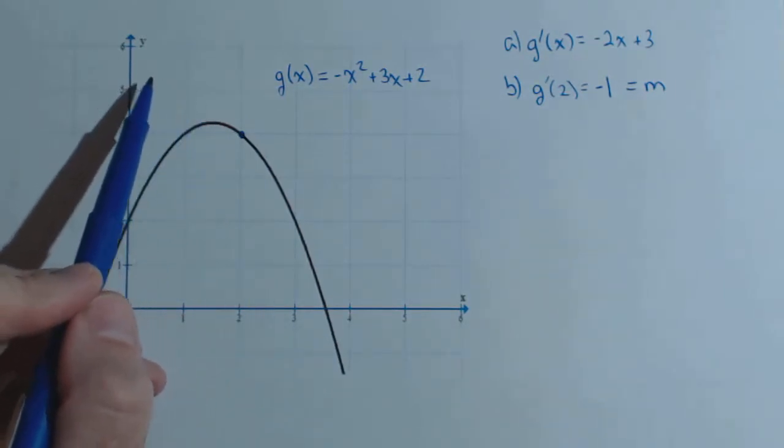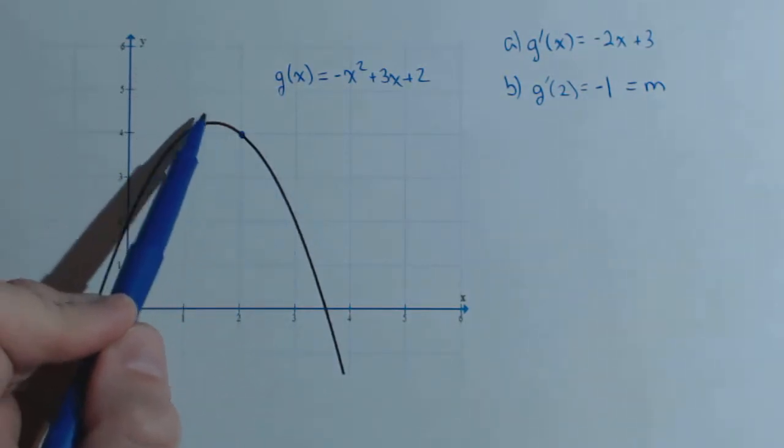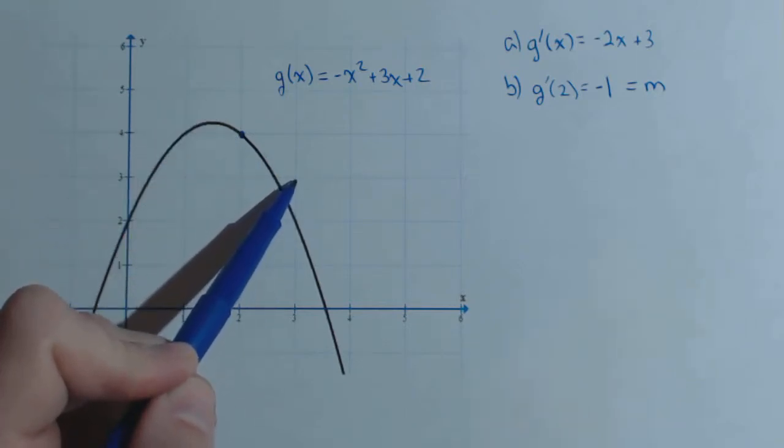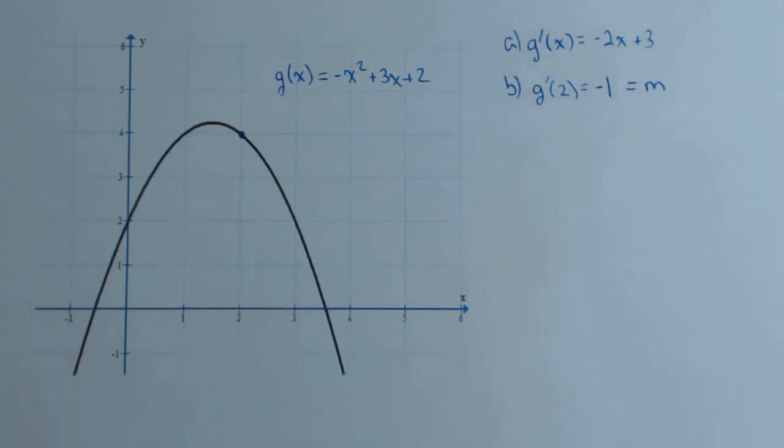Negative 1 makes sense because, as we can see, it's decreasing, and if we try to estimate that, it looks like it's going down 1 for every 1 we're going over. So it looks like we have a rise over run of negative 1.